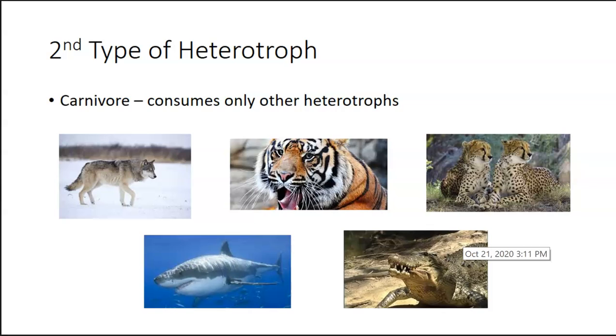Another type of heterotroph is a carnivore. Carnivores consume other heterotrophs, so they eat other animals. So you have wolves, tigers, cheetahs, alligators, sharks. They are all considered to be carnivores, the type of heterotroph, because they consume other animals.